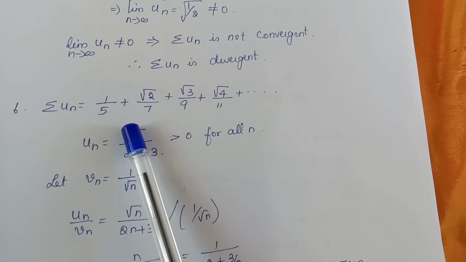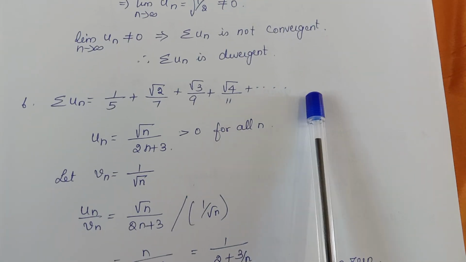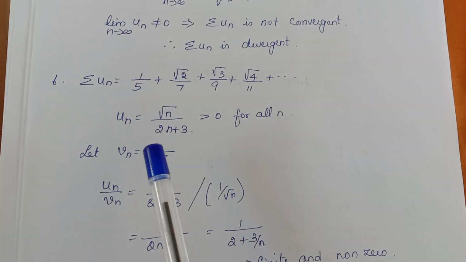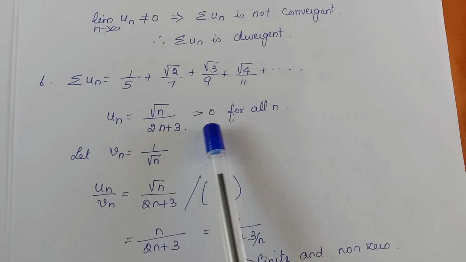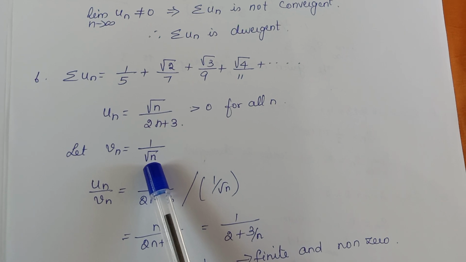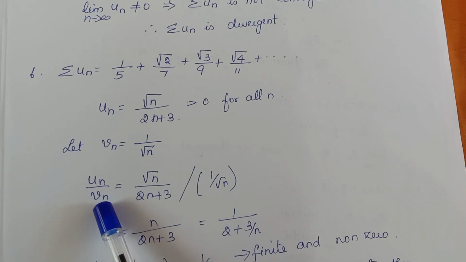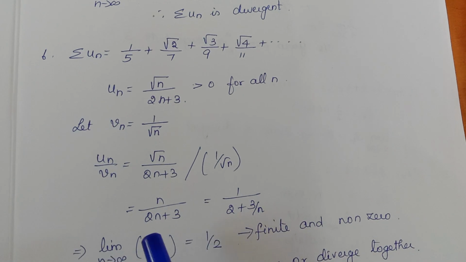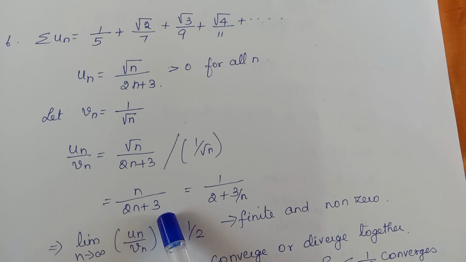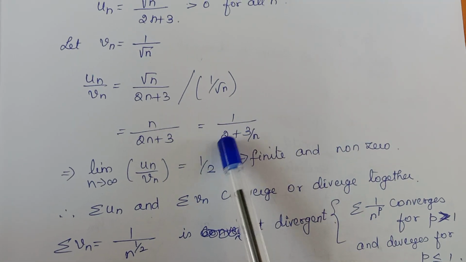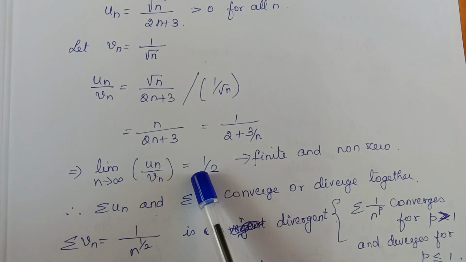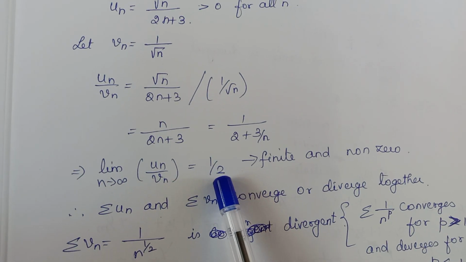1 by 5 plus root 2 by 7 plus root 3 by 9 plus root 4 by 11 plus etc. So here un is given by root of n by 2n plus 3, which is positive for all values of n. Now let me take vn equal to 1 by root of n. Then what will be un by vn? Root n into root n will become n, by 2n plus 3. So after simplification, what will I get? 1 by 2 plus 3 by n. As n tends to infinity, un by vn equals 1 by 2. This is a finite and non-zero number.